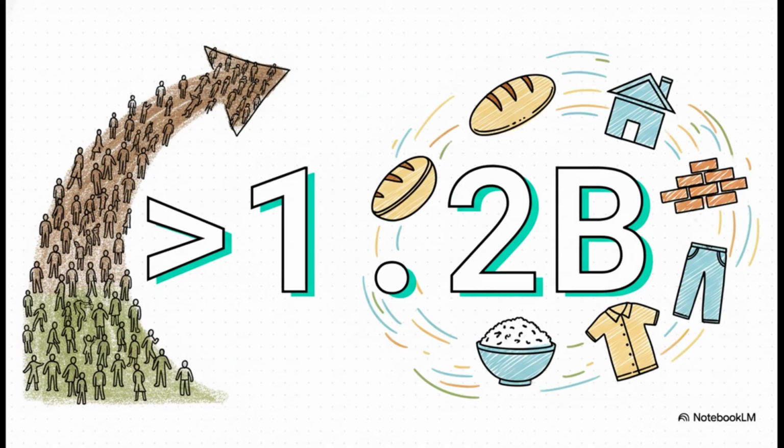Now, you might see that less than 2% growth rate and think, hey, that's not so bad. But think about it. When you have a population of over a billion, even a tiny percentage means millions and millions of new people every year. And that puts a huge strain on everything: food, water, housing, jobs, you name it.